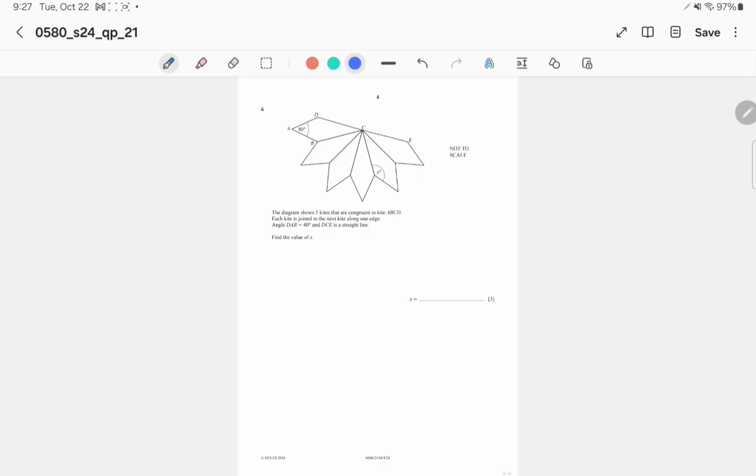They are saying the kites are congruent. By the definition of congruent, all three sides are equal and the corresponding angles are equal. We have to calculate this. So this is totally 180. How many parts? 1, 2, 3, 4, 5, 6 parts. So divided by 6, it is approximately 30 degrees. Each one is 30 degrees.